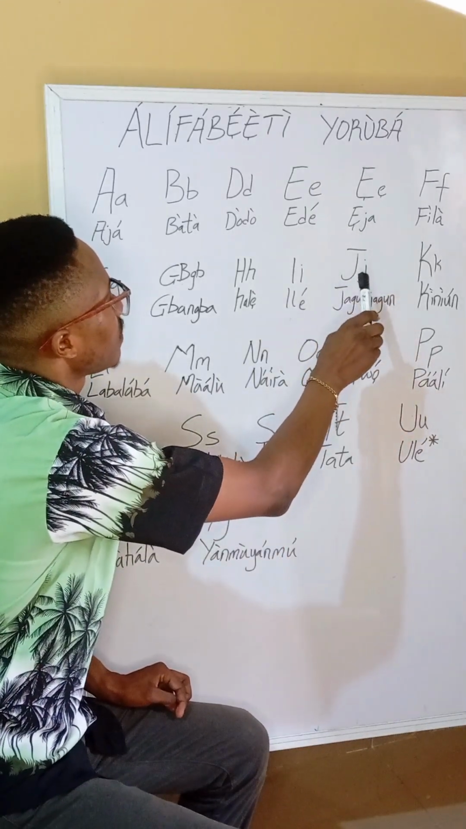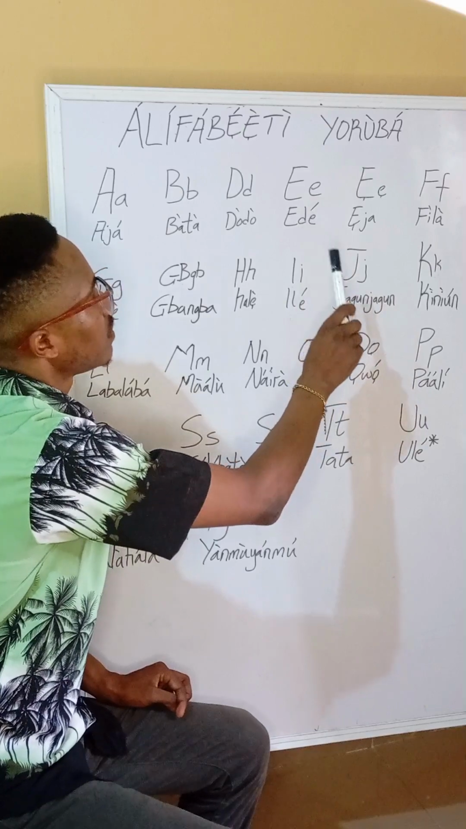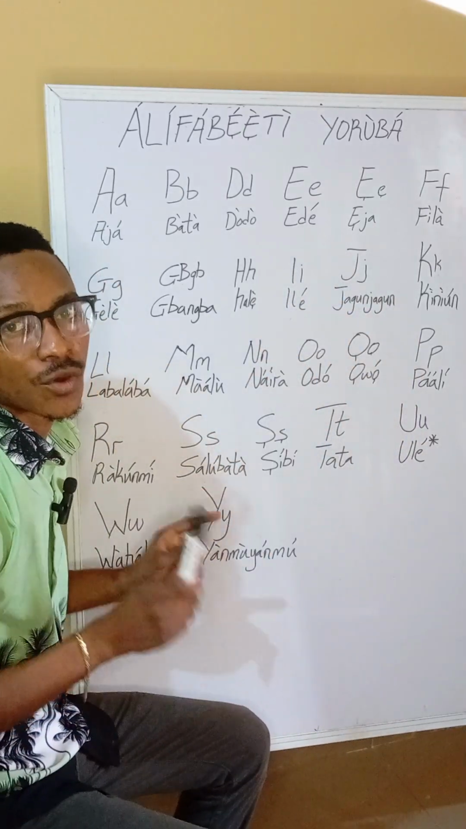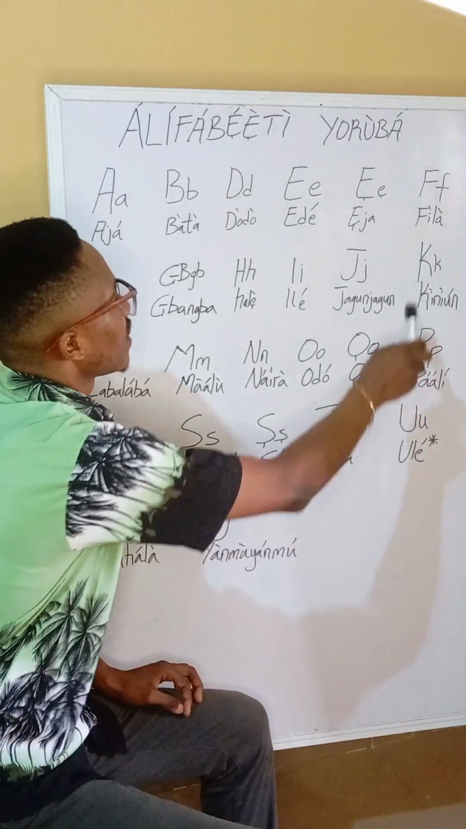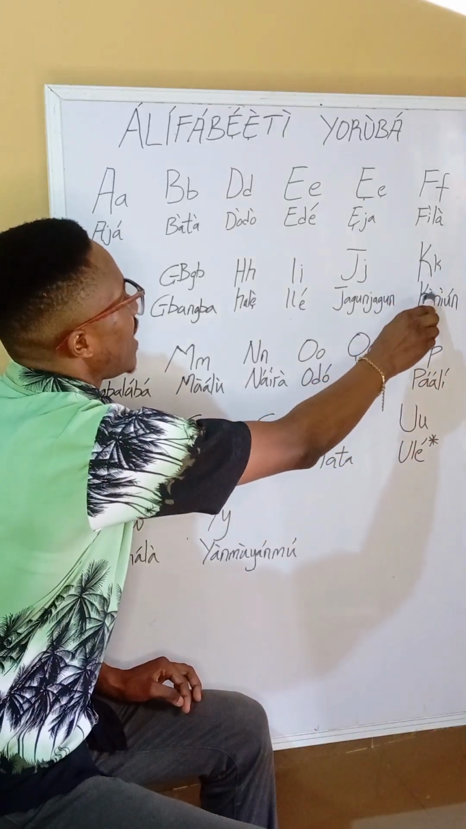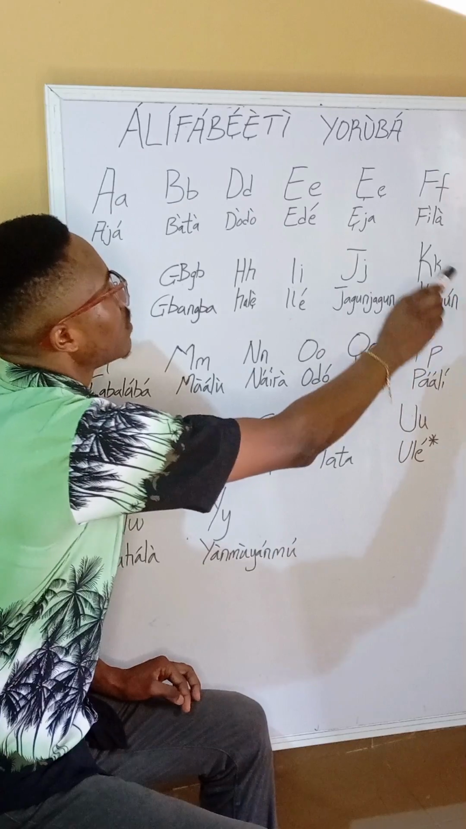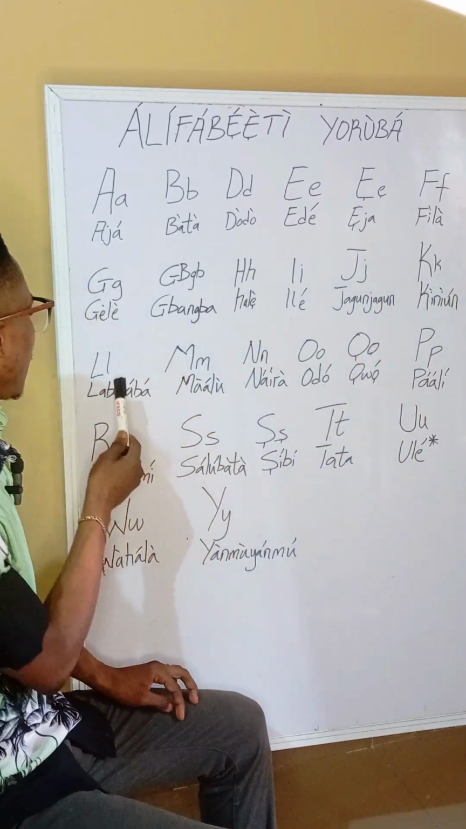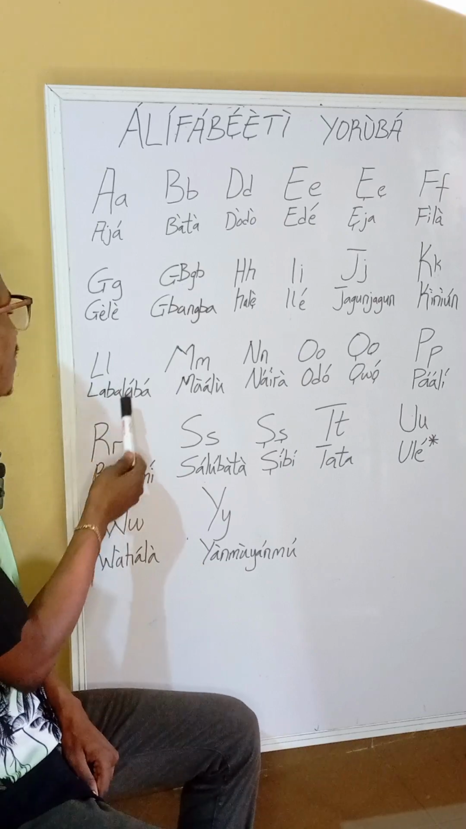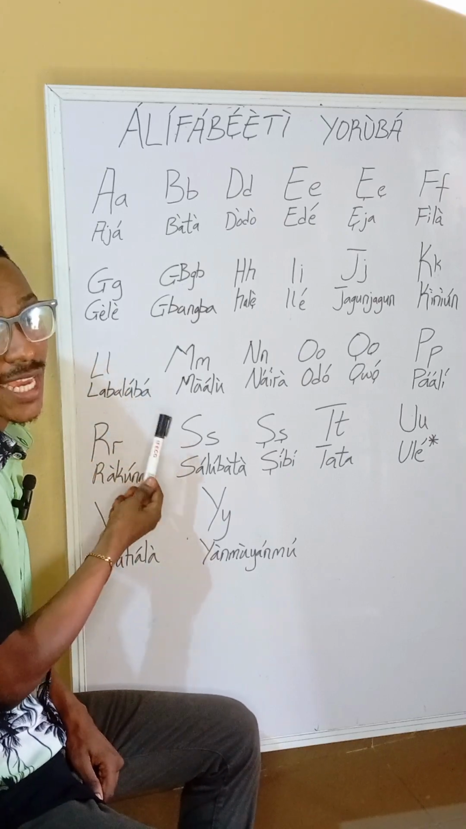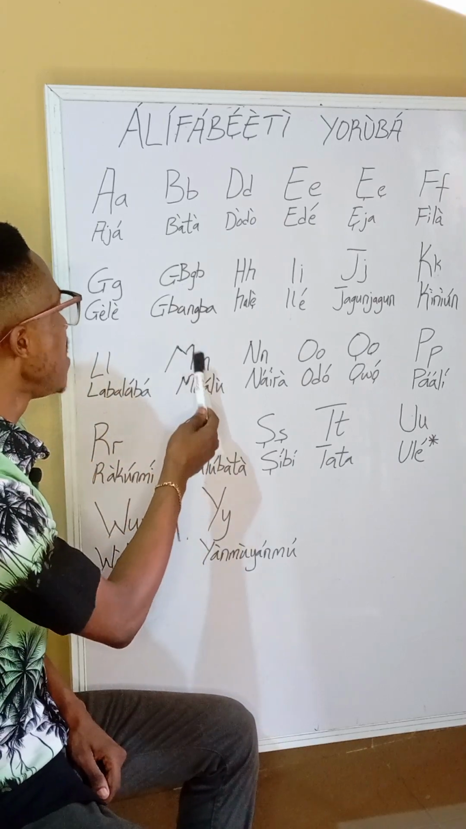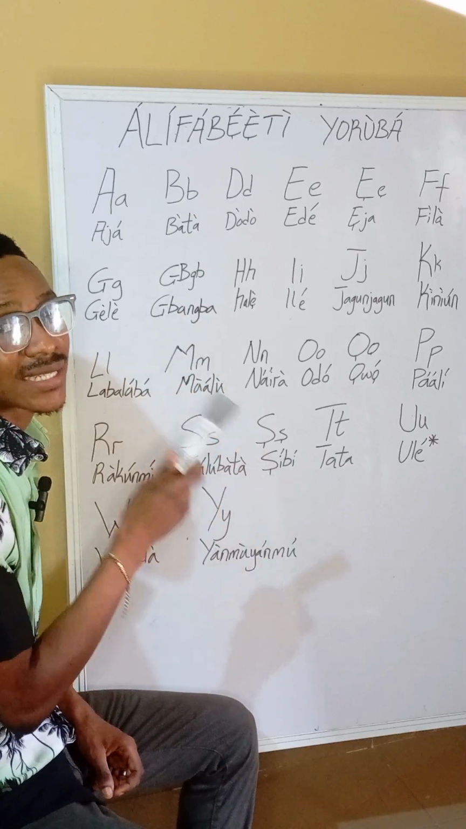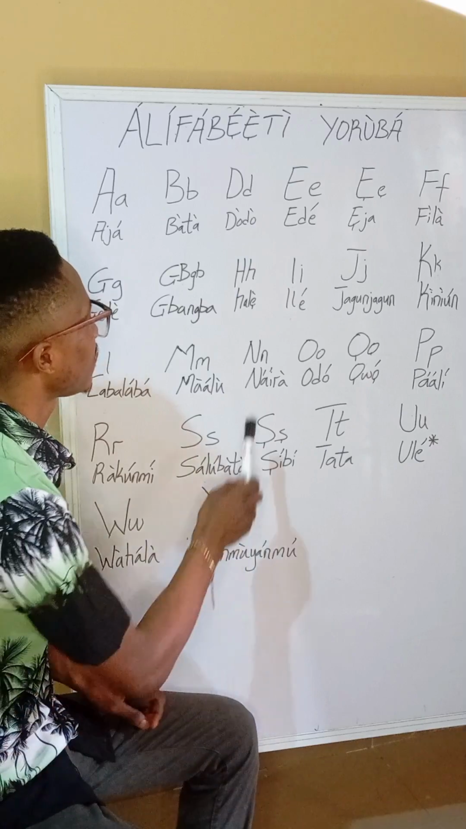J, Jagun. Jagun is known as warrior in English. K, Kiniun. Kiniun is known as lion in English. L, Labalaba. That is butterfly in English. M, Maalu. That is cow in English.